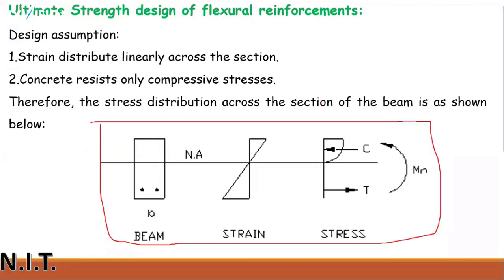So let's study this diagram. This is a Whitney stress block. Whitney was a scientist, and this diagram was proposed by him. He was a good researcher. Design assumptions: strain is distributed linearly across the section. Concrete resists only compressive stresses. Therefore, the stress distribution across the section of the beam is as shown below.